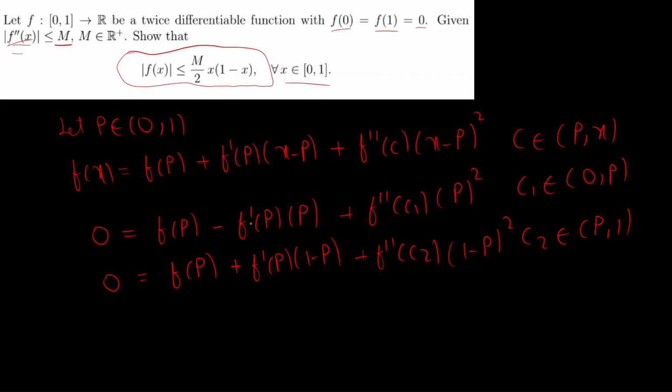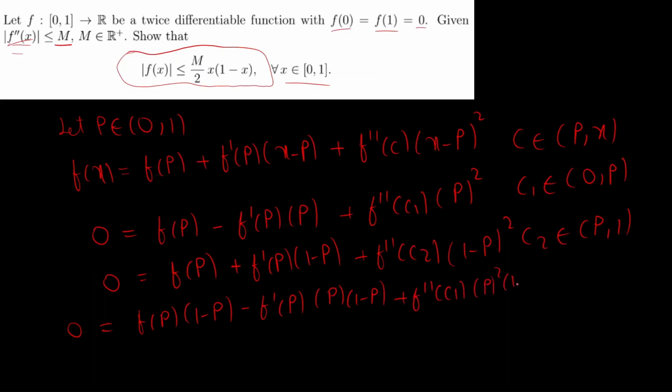So now let's eliminate this. In order to eliminate this, I'll multiply equation 1 with (1 minus p) and equation 2 with p. I'll get 0 equal to f of p into (1 minus p) minus f dash of p into p (1 minus p) plus f double dash of c1 into p square into (1 minus p).